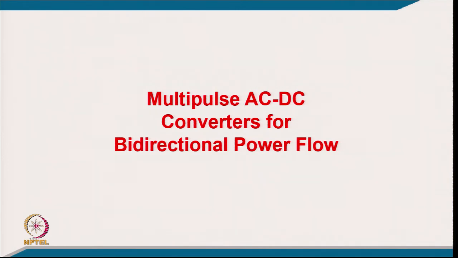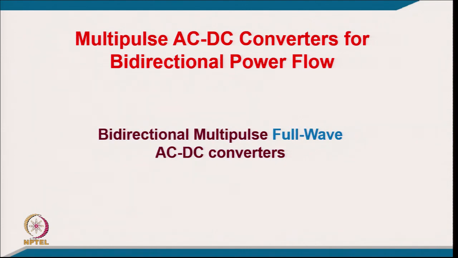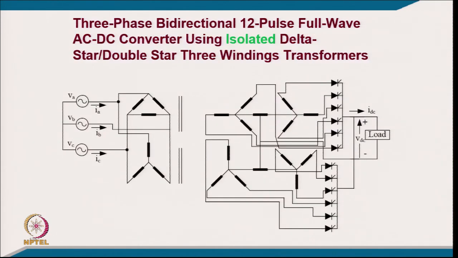Now, coming to the multipulse AC/DC converter for bidirectional power flow. Bidirectional power flow means we are using thyristors for the controlled converters, an AC/DC converter for bidirectional power flow. So, it can be a bidirectional multipulse full wave AC/DC converter, where you are again converting a 3 phase supply into 12 phase for 12 pulse full wave, and in place of diodes you are using thyristors for controlling the output voltage.